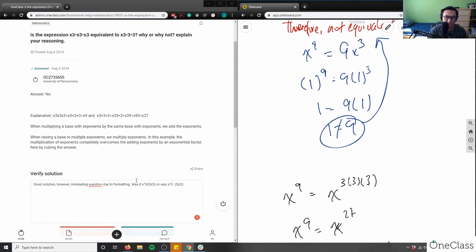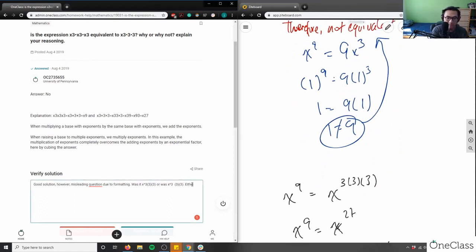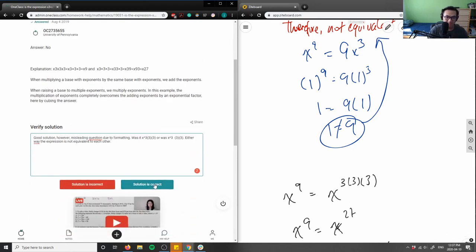Either way, good solution. I guess in this case they interpreted it this way as well. Either way, the expression is not equivalent to each other. So I'm going to say the solution is correct here, but the question was definitely misleading.